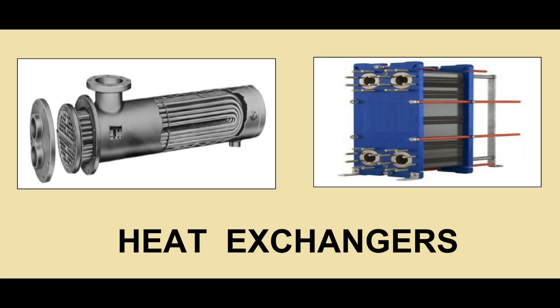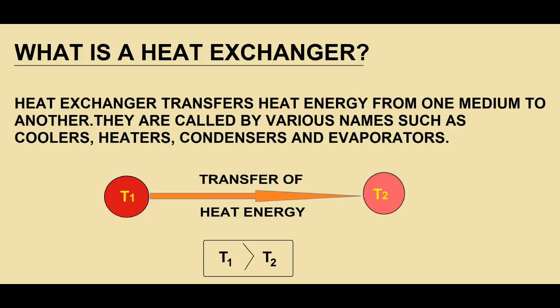Heat exchangers. What is a heat exchanger? A heat exchanger transfers heat energy from one medium to another. Heat can only flow from a higher temperature region to a lower temperature region. Heat exchangers are called by various names such as coolers, heaters, condensers and evaporators.